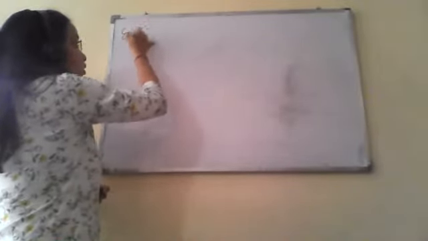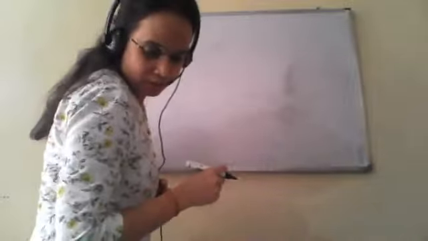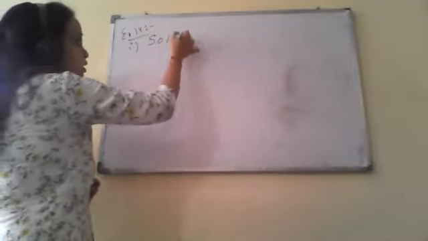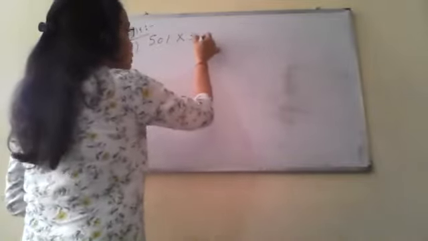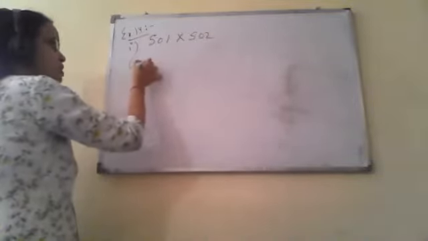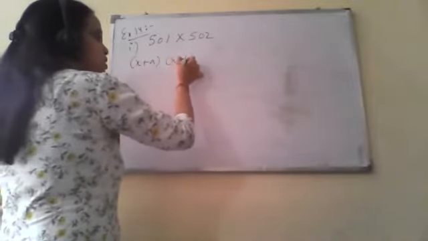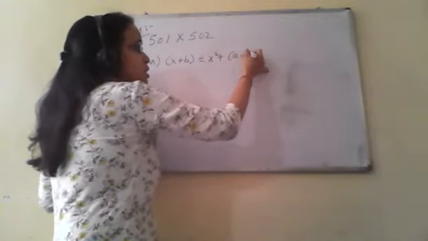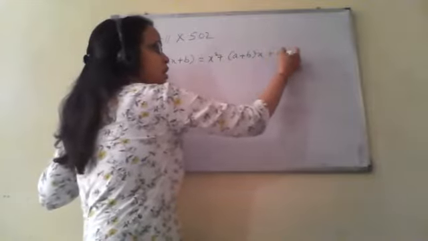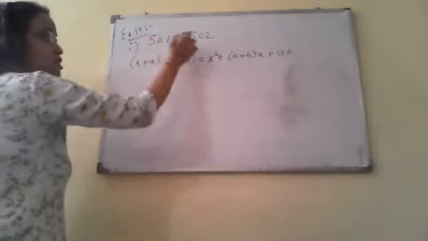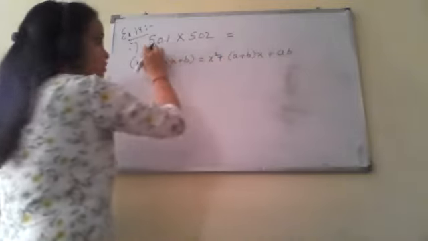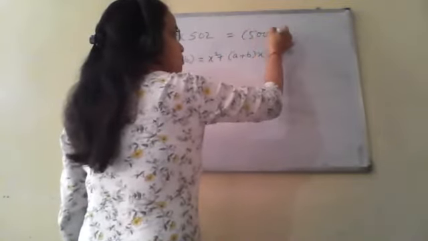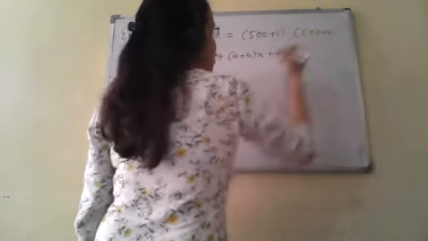Now example 14. First part. 501 into 502. So the last identity I told was (x + a) into (x + b). The result was x square plus (a + b) into x plus a into b. Now 501 can be written as 500 plus 1, and 502 can be written as 500 plus 2.